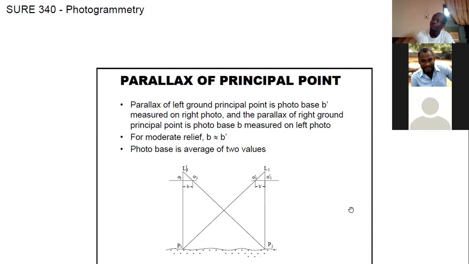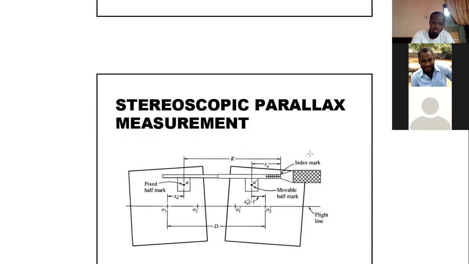So the center of photograph one, photo one, whatever is there, if it's a building close to that place, it can appear in another photograph. So if you're able to identify it, you can get the photo base, which is the distance between the two photos.